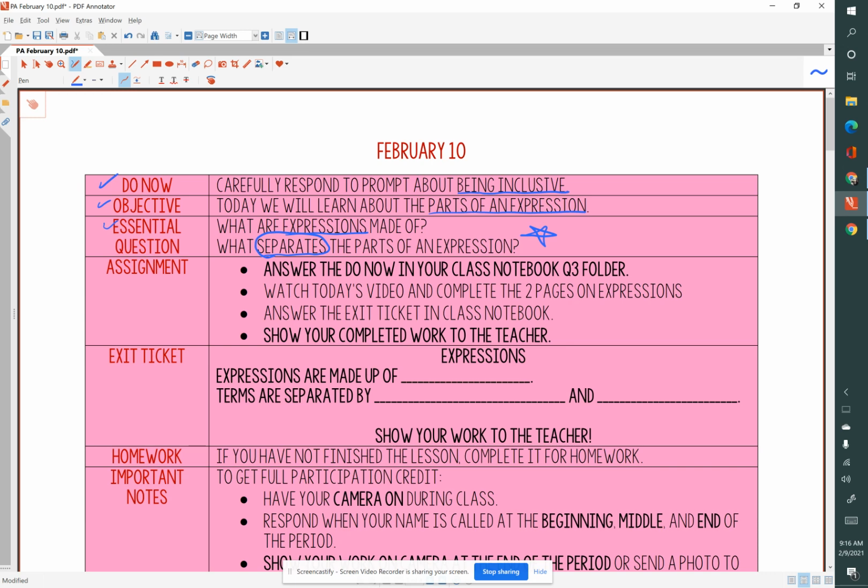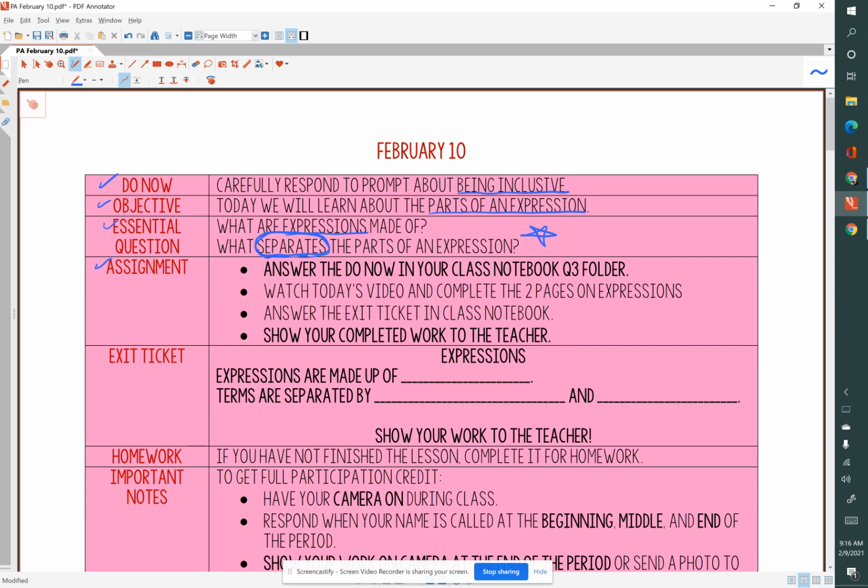And there are two ways that my algebra students make mistakes. One is with the signs, and the other one is not understanding what separates the parts of an expression. So let's develop those good work habits now. It will make your life much easier when you go into algebra next year.